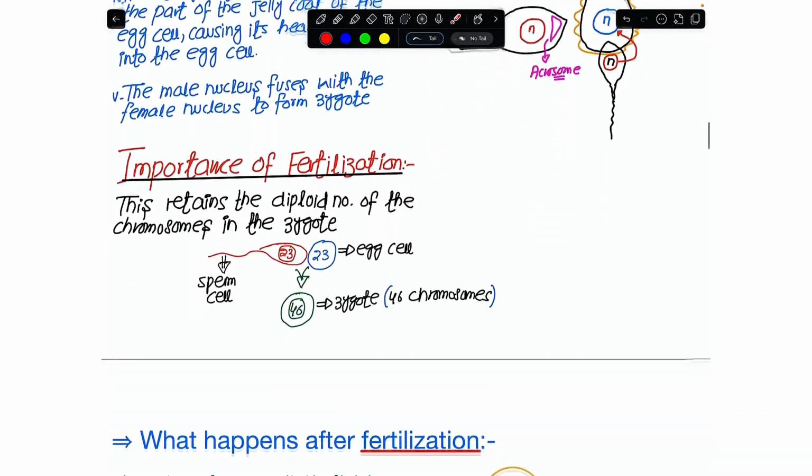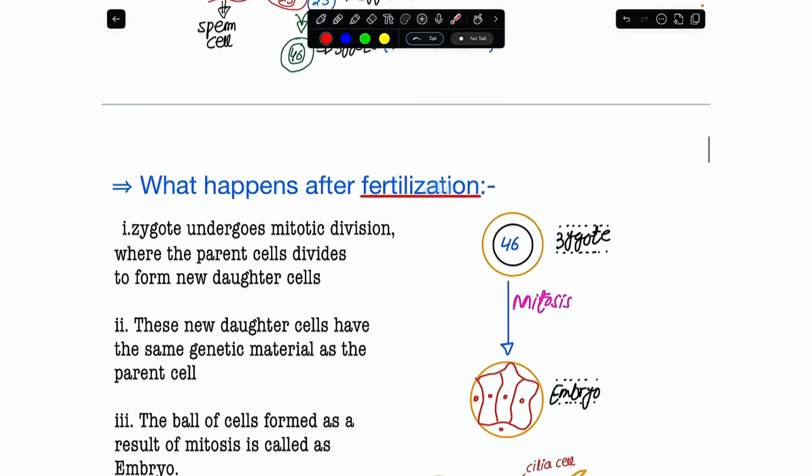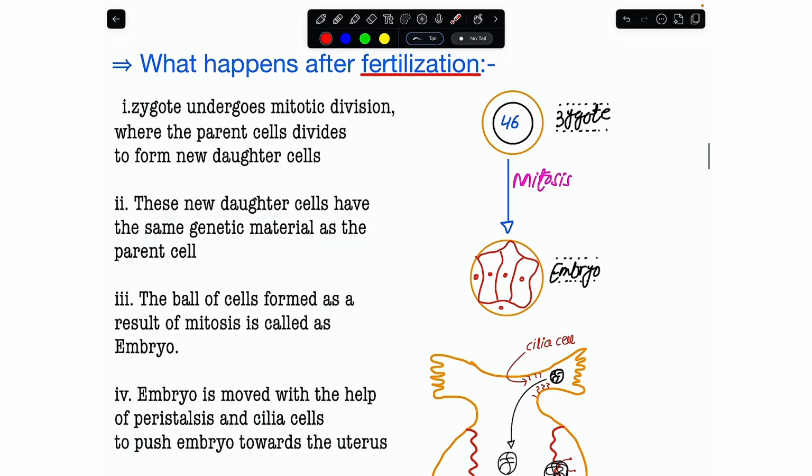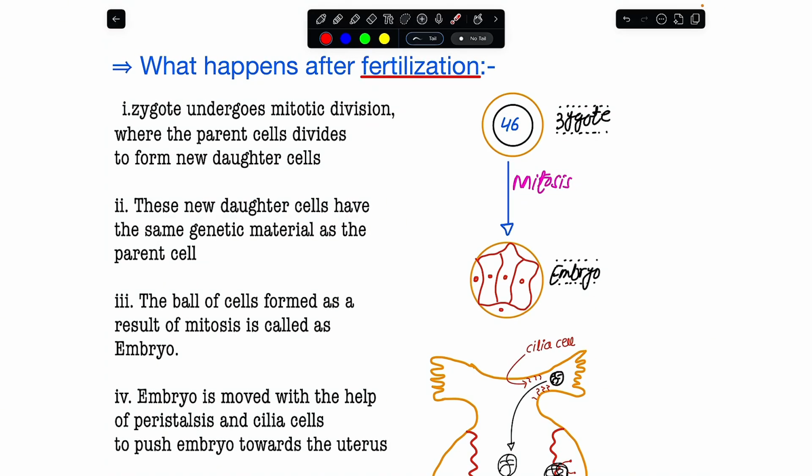So if I were to take you to this specifically, what happens after the fertilization? The first point I have told you is that the jelly coat has hardened and the other sperm cells would not be able to fuse with it. Now we need to increase the size of this zygote. And what we know is that if we want to increase the size of the zygote, then we need to bring about mitosis.